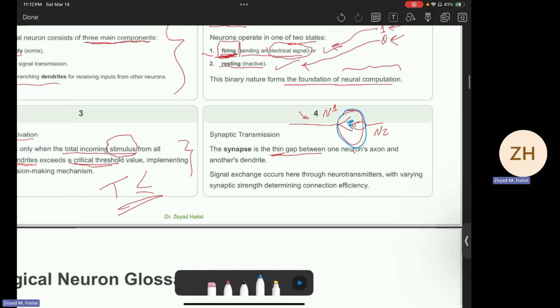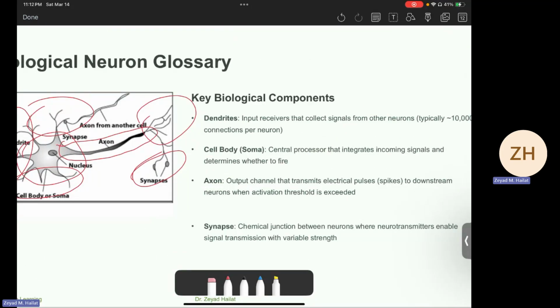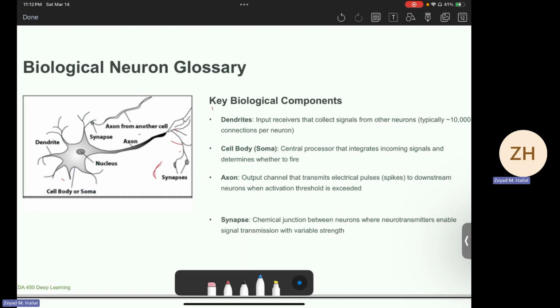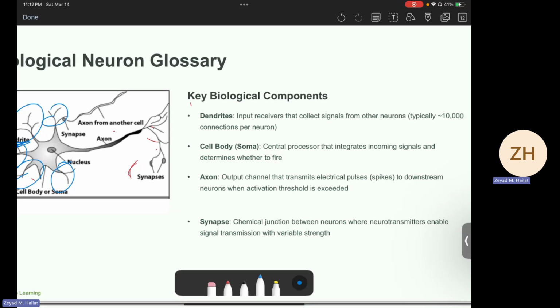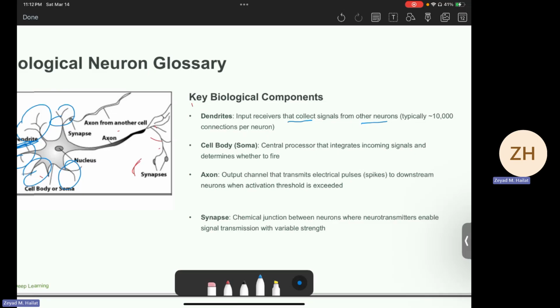Now, let's highlight some of these terminologies again. We talked about key biological components, as we see in here. We talked about the dendrites. The dendrites, as we have seen them, are these small branches that we see in here. Like you can see them, I just circled a few of them. They are the input receivers that collect signals from other neurons. Typically, they are in the form of 10,000 connections per neuron. So we talk about a huge number of dendrites in each neuron.